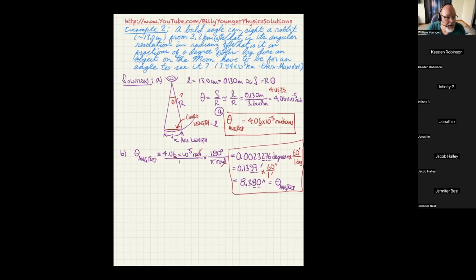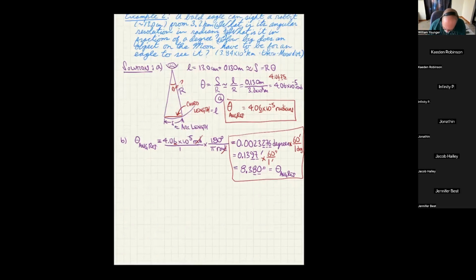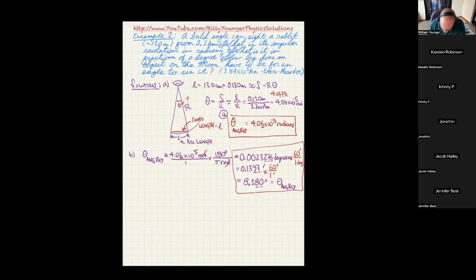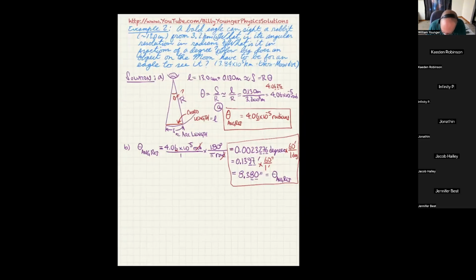And actually, 20 might have been, well, if you talk about arc minutes, then that's not that helpful. But anyways, any questions about that one? We still got to do the moon thing. So what we want to do is see how big something would have to be on the moon for the eagle to actually see it.